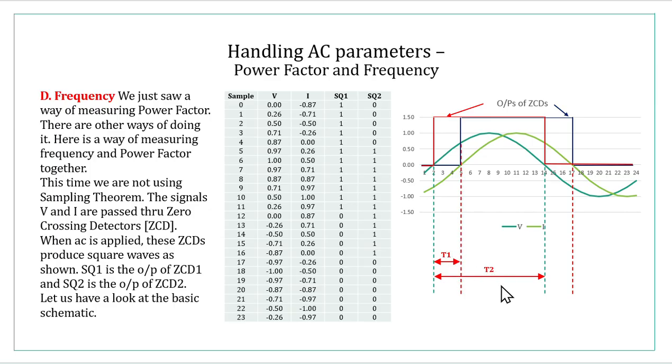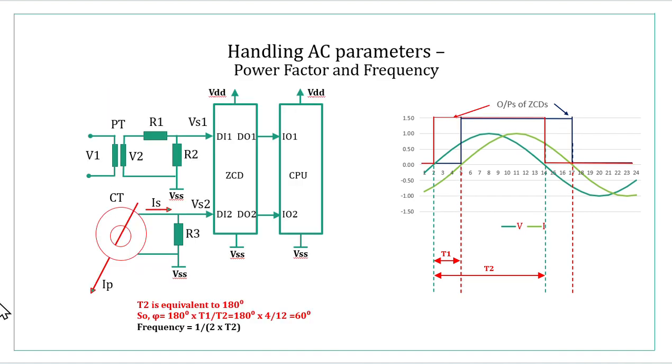So T1 upon T2 will lead you to cos phi as well as frequency, because then what will be frequency? Frequency will be 1 upon 2 times T2, and phi will be this. So you form a table and the table will give you the value of cos phi, right? You look it up and you will find this. When you make a table, the precision will depend upon how many steps you have in the table. That is, what is the resolution of your table.